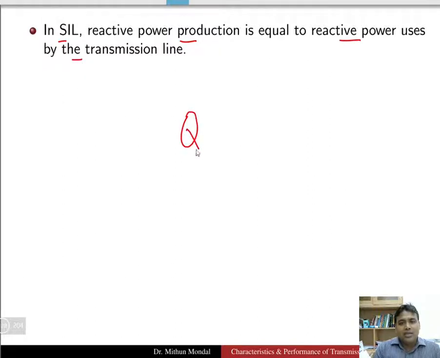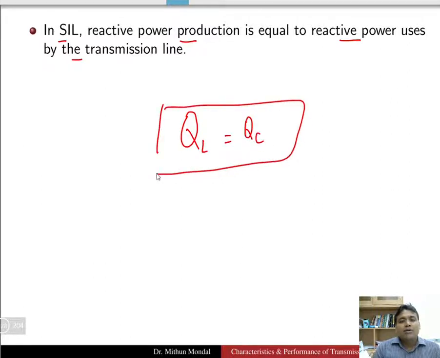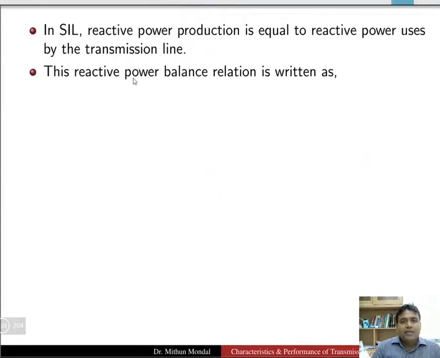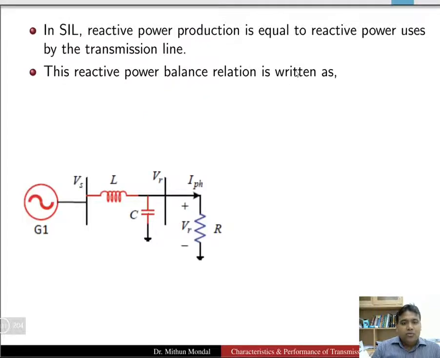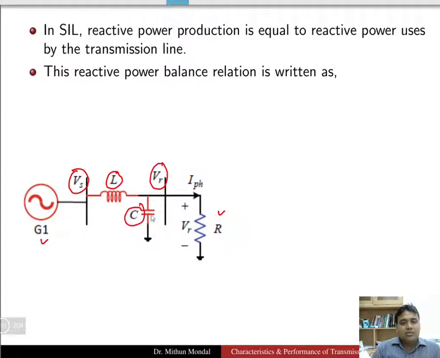Whatever reactive power the inductor has and whatever reactive power the capacitor has, both will be equal to each other, and only then will we get the surge impedance loading of the line. The reactive power balance relation can be written as follows. This is the circuit where you have the generator, and this is the load. This is the natural reactance of the line, here you have the sending end voltage, here you have the receiving end voltage, and this is the shunt capacitance of the line.